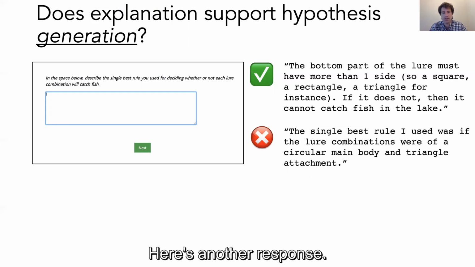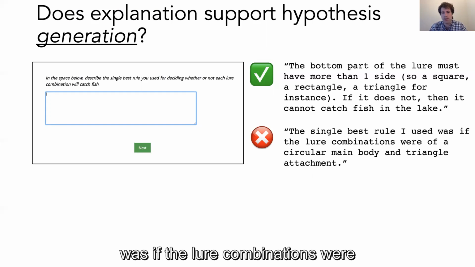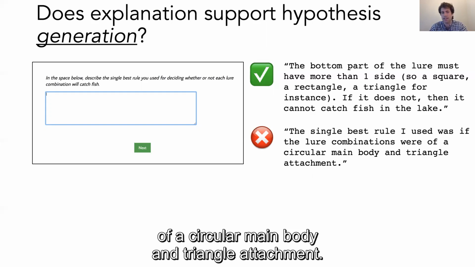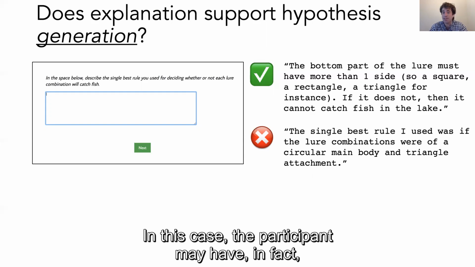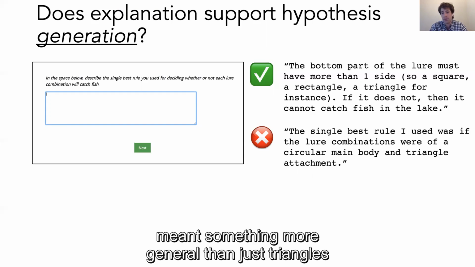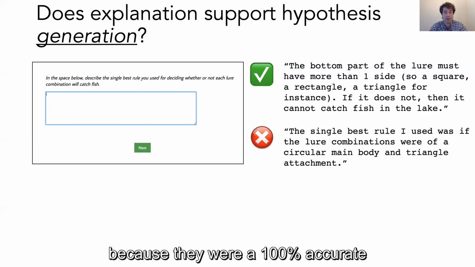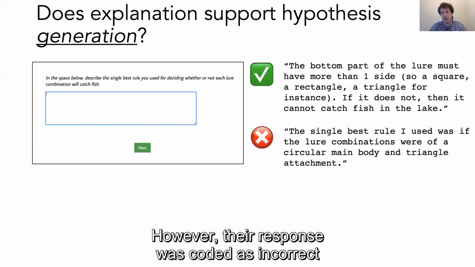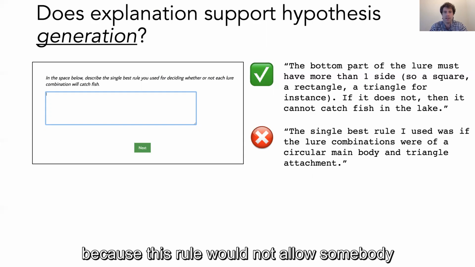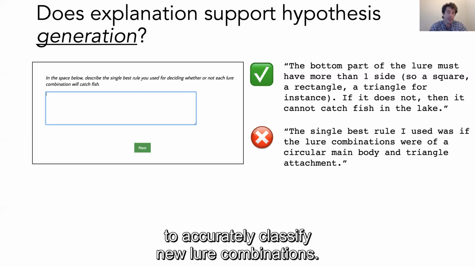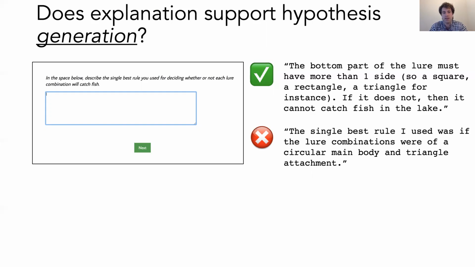Here's another response. "The single best rule I used was if the lure combinations were of a circular main body and triangle attachment." In this case, the participant may have in fact meant something more general than just triangles, because they were 100% accurate on the classification task. However, their response was coded as incorrect because this rule would not allow somebody to accurately classify new lure combinations.